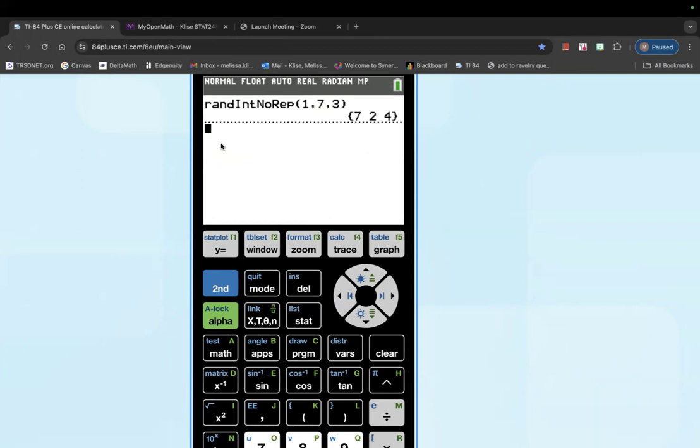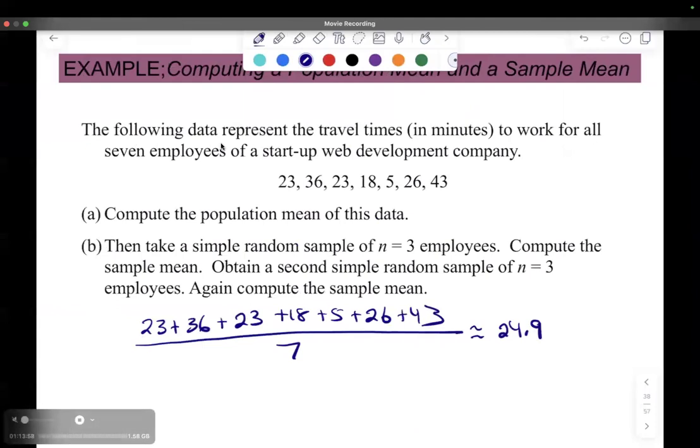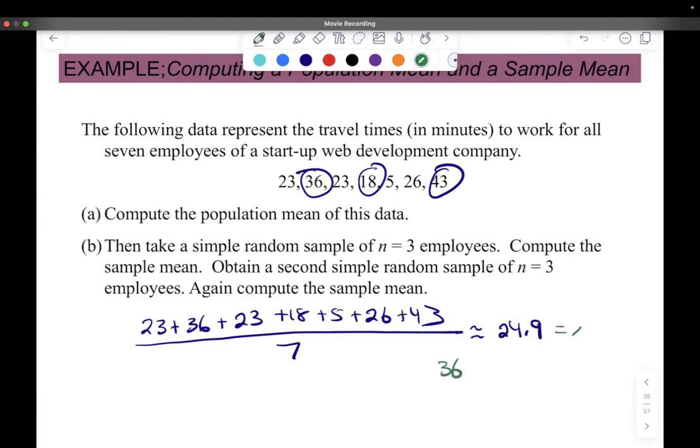It gave me 7, 2, and 4. So this one's number 7. This one's number 2. And this one would be number 4. So I'm going to find the average of those numbers. 36 plus 18 plus 43. Then I'm going to divide by 3. So the average of these is 32.3. That would be my X bar.